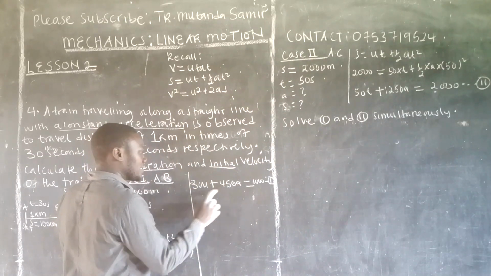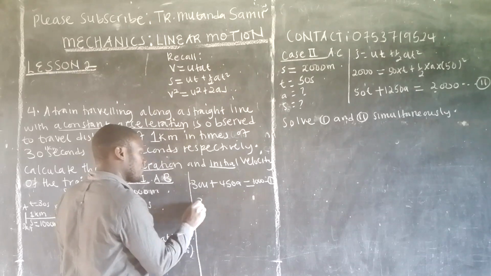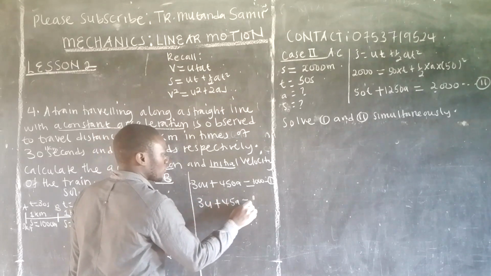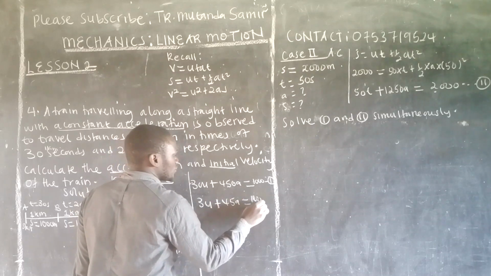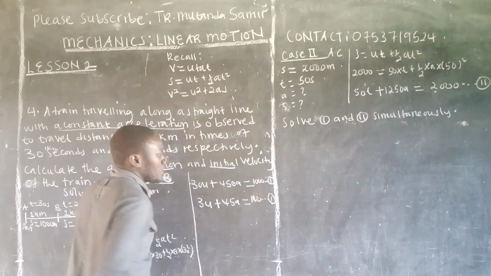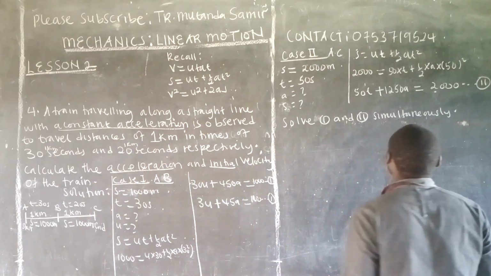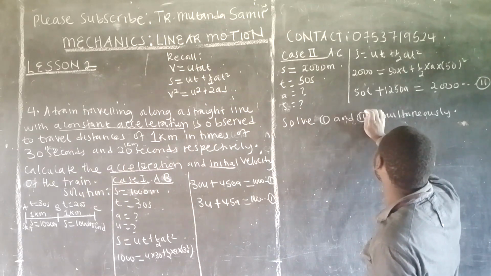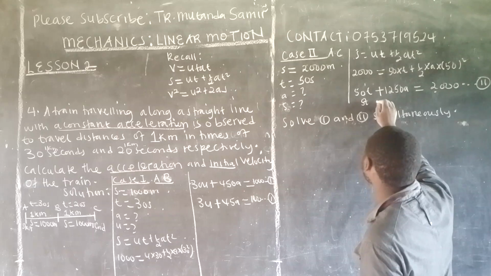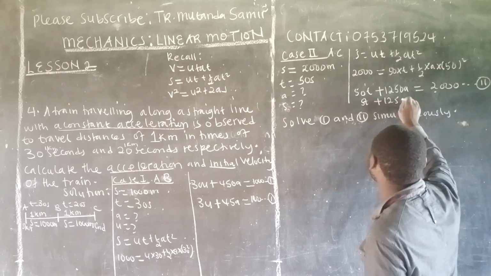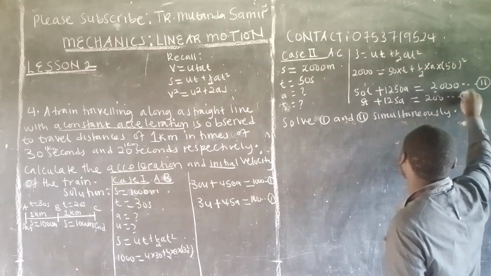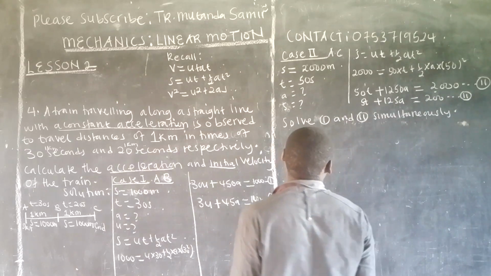When we divide all through by 10 on this equation 1, you shall have 3u plus 45a is equal to 100. So I'm requesting we take this as equation 1. Then also when I reduce this equation 2 by 10, we shall have 5t by 10 plus 1250a by 10 will give us 200. This is equation number 2. I've reduced the values. Now let's solve them simultaneously.